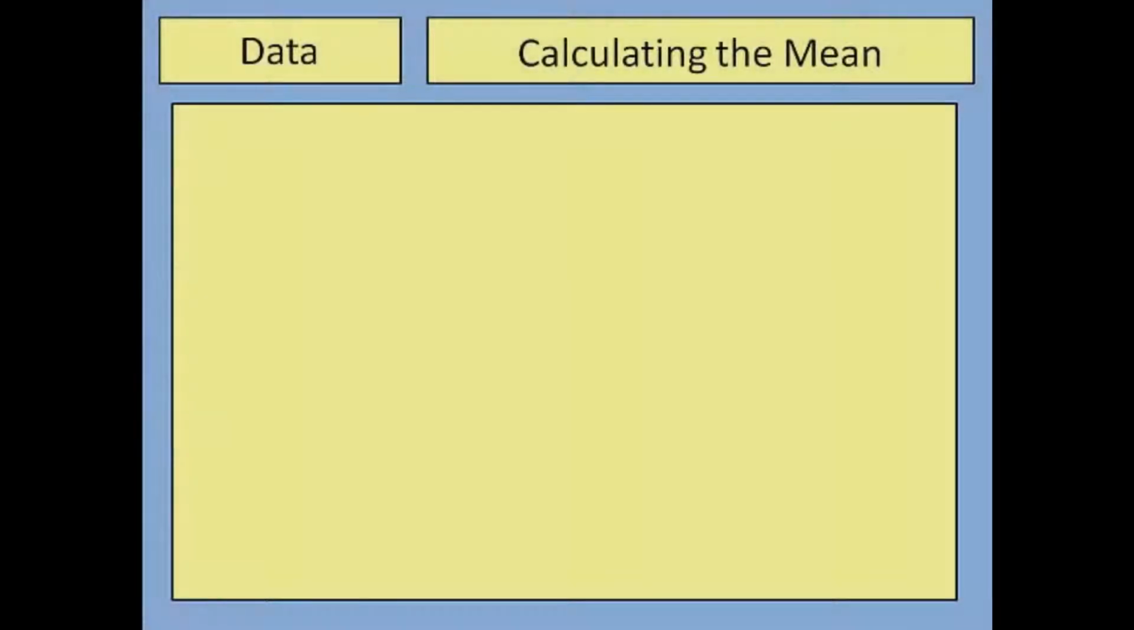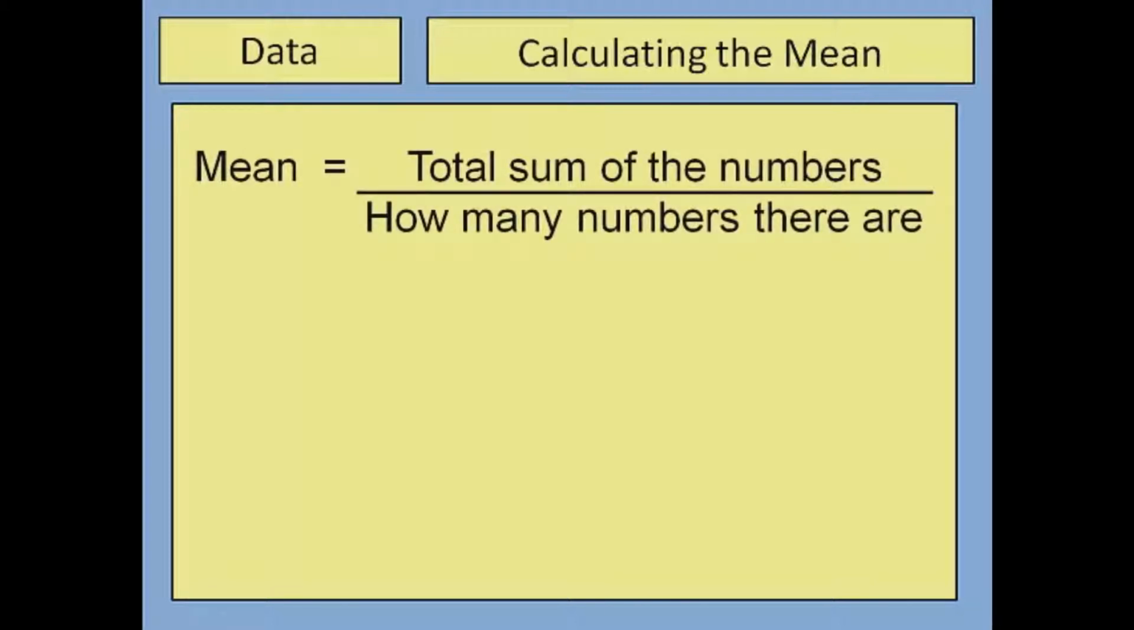Okay, for this video we're going to look at calculating the mean. The mean is your final example of an average. We've had three averages: the median, the mode, and now the mean. To calculate the mean, you first get the total sum of all of the numbers, so you add all of the numbers up, and then you divide that total by how many numbers there are in the list.